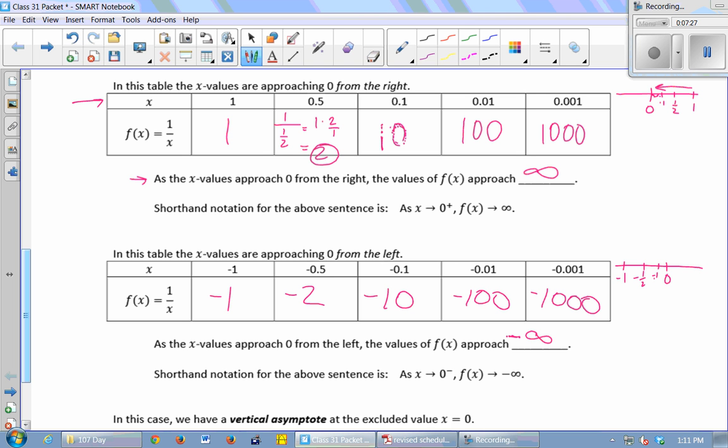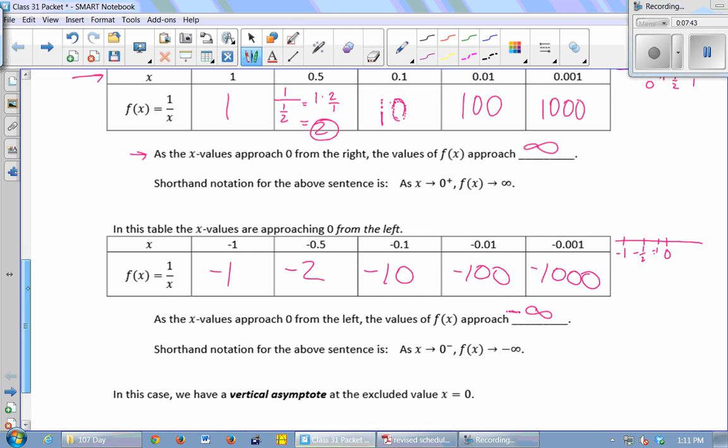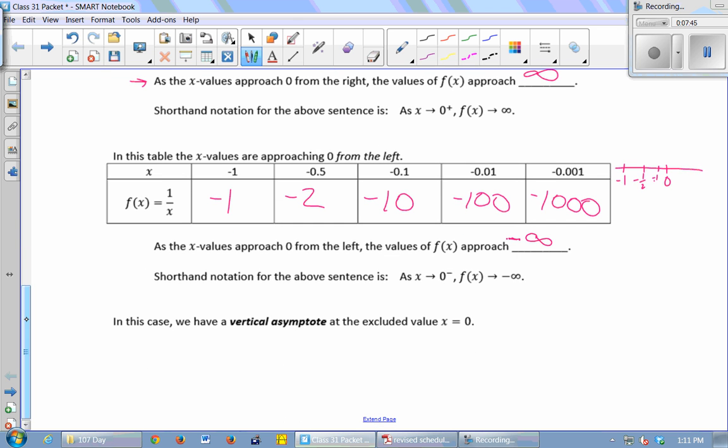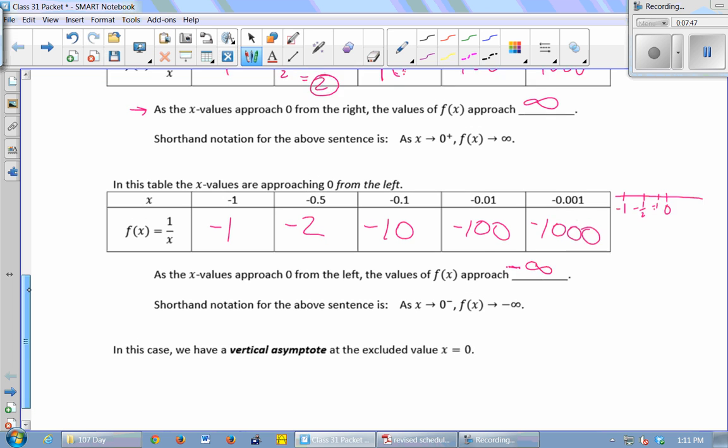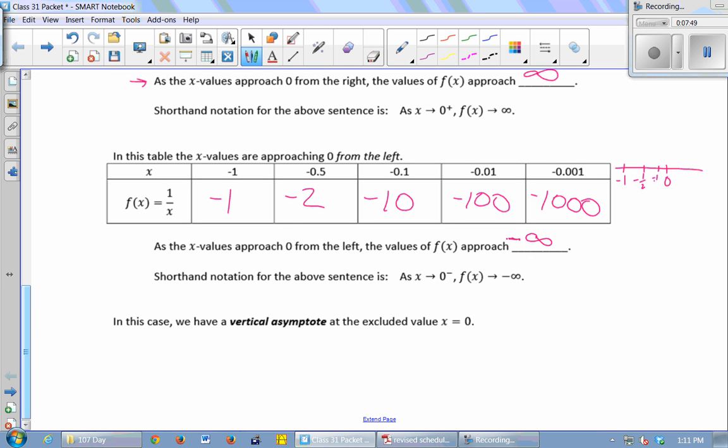So the shorthand notation for that sentence is as x approaches 0, read the arrow as approaches, and this little negative sign means from the left. So this says as x approaches 0 from the left, f of x approaches -infinity. So as x approaches 0 from the right and the left, it's growing, it's getting really big as we approach from the right and really small as we approach from the left.